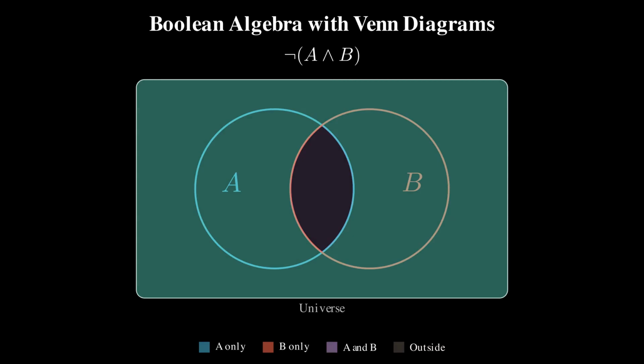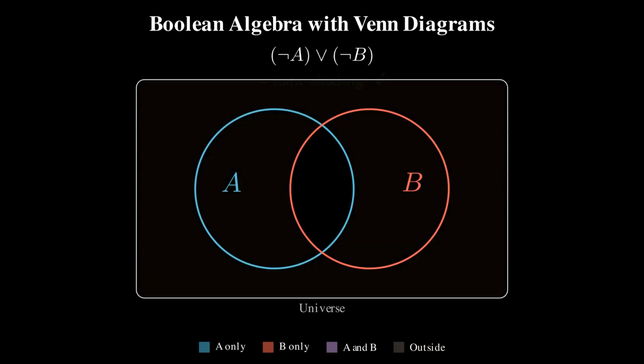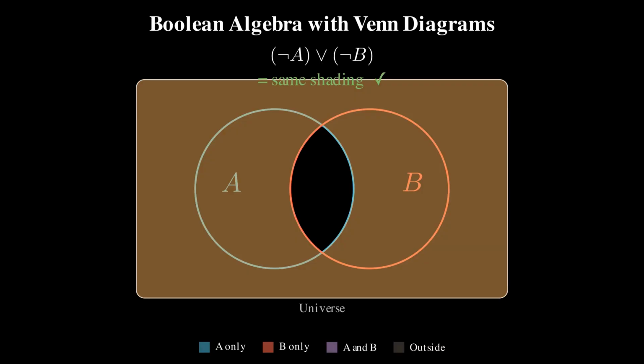This is De Morgan's first law. Not A, or not B. Same shading as before. De Morgan says these are equal.